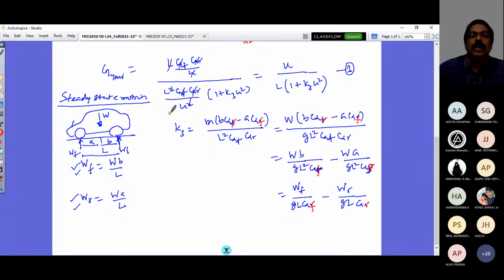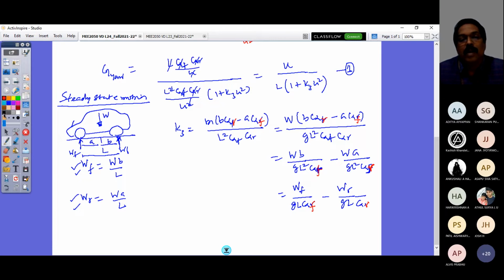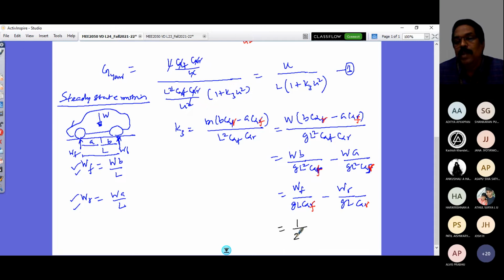What is stability factor? You have done it in the last class and we have written that it is BM into BC alpha R minus AC alpha F within bracket, divided by L square into C alpha F and C alpha R. So why do I write this all? You would get immediately now, because this can be nicely reduced, 1 by 2, sorry, GL, if I take it out, I'm having WF by C alpha F minus WR by C alpha R.